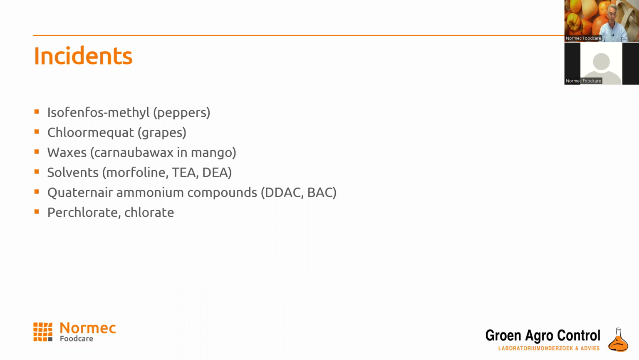And also perchlorate and chlorate are a problem at high concentration. It can give you thyroid problems, in Dutch schildklier. So it is not really nice, and for that reason the EFSA set a low MRL for these components.